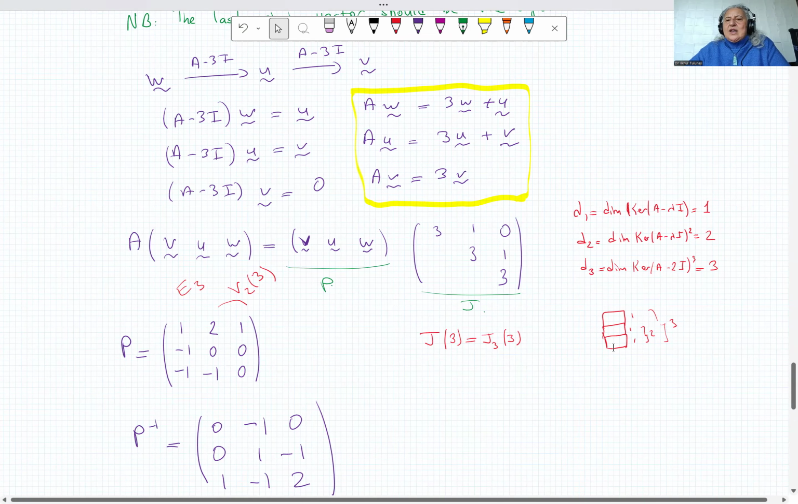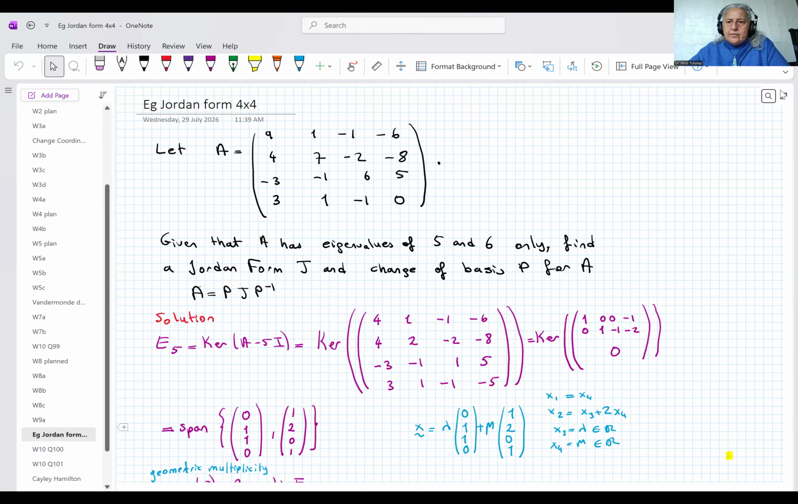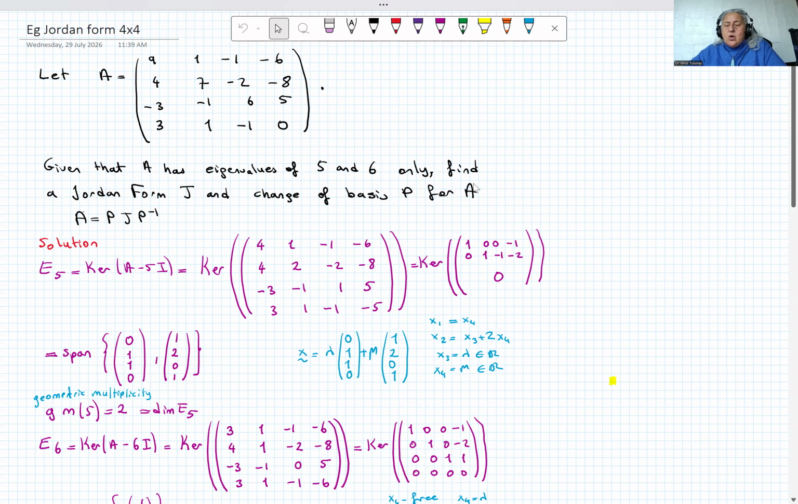This is satisfied. Okay, now I would like to move on to a 4x4 case. Right, that's what I want to do. Now this is the 4x4 case. In this case, A has eigenvalues 5 and 6 only. And we would like to find out the Jordan form and change the basis P for A such that A is equal to PJP inverse.